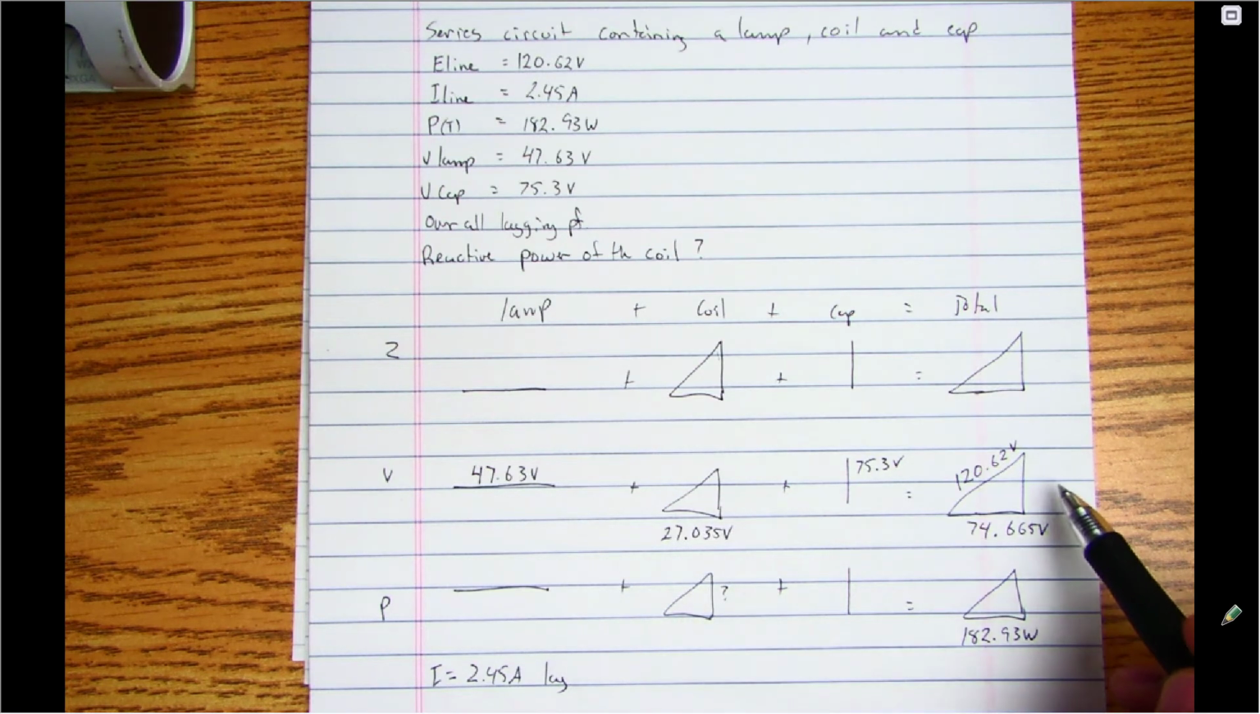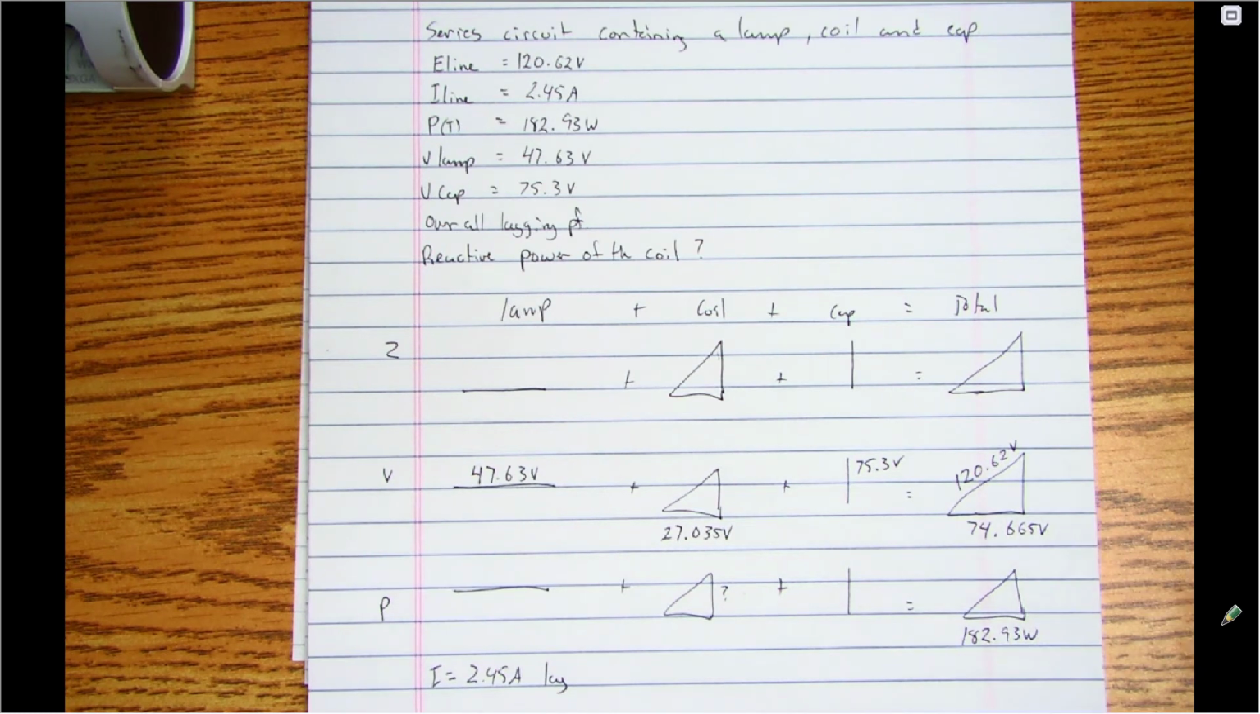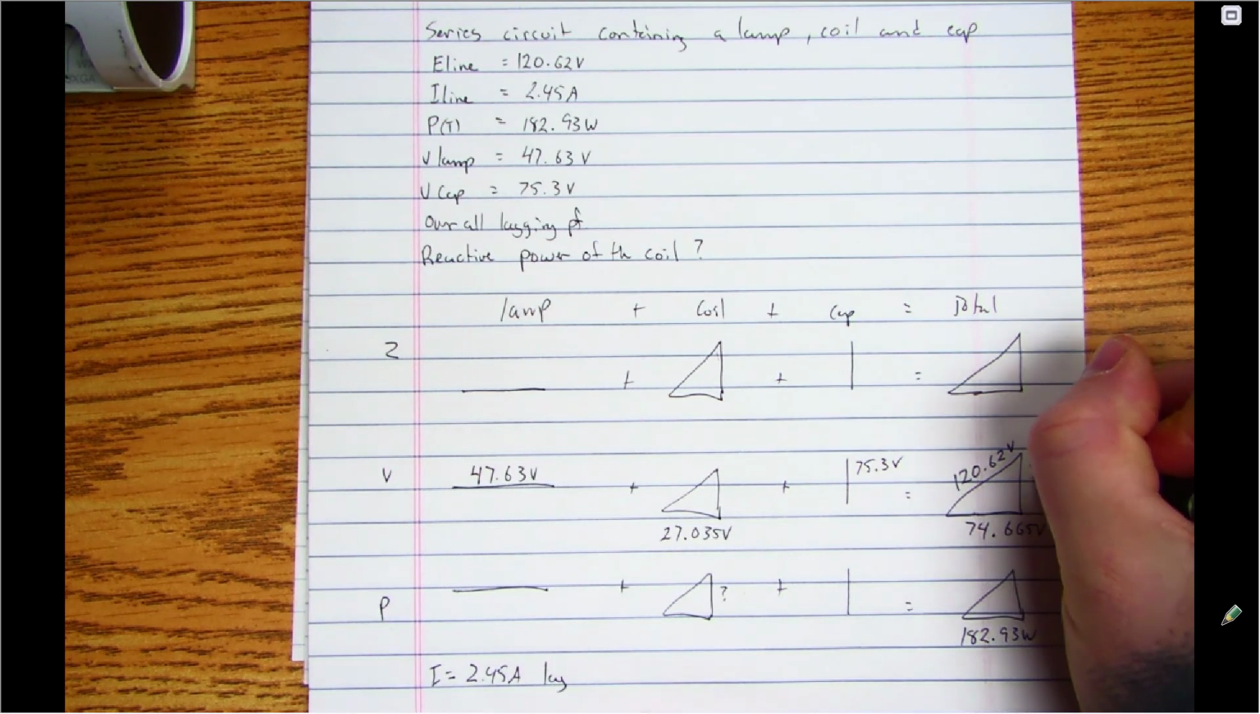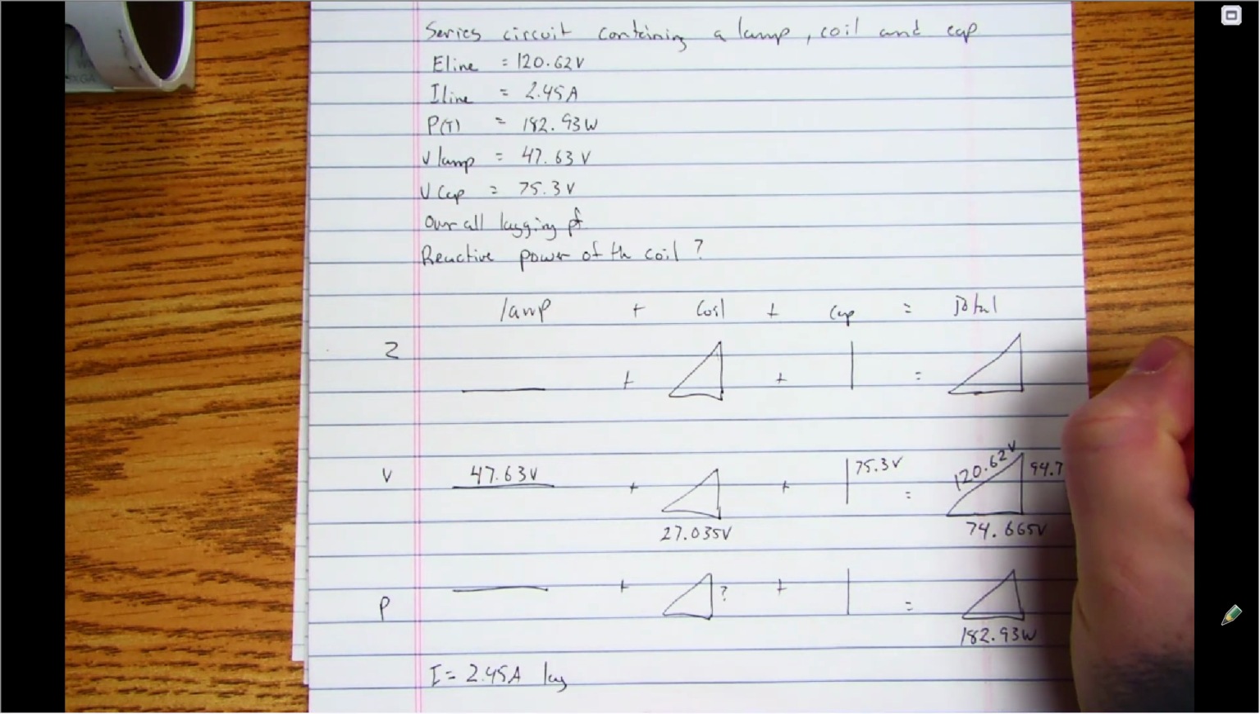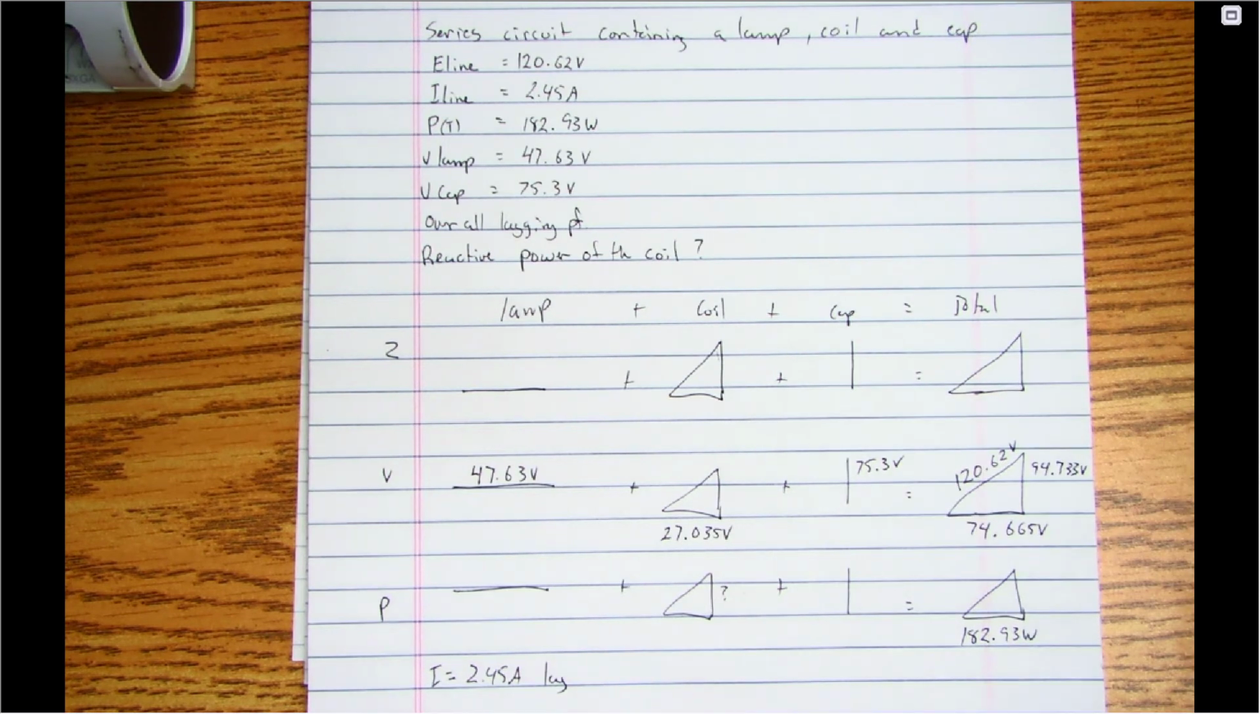So I got to find out what this reactive portion is. In order to do that, I'm going to have to find out the total reactive volt drop of the circuit. So I'm going to use the Pythagorean theorem: 120.62 squared minus 74.665 squared. Take the square root, and I get 94.733 volts. So what's important here now is I need to find out this value here, and I know that this volt drop and this volt drop are 180 degrees apart on the phasor diagram, so they cancel each other out.